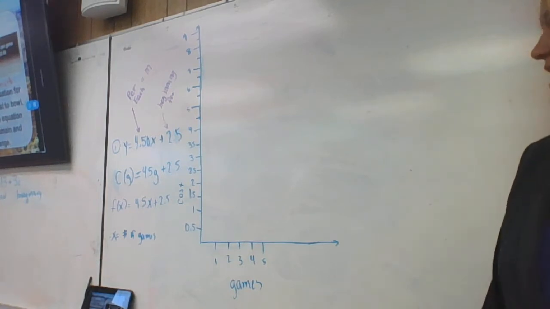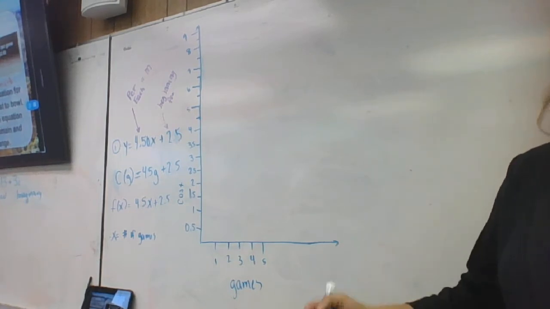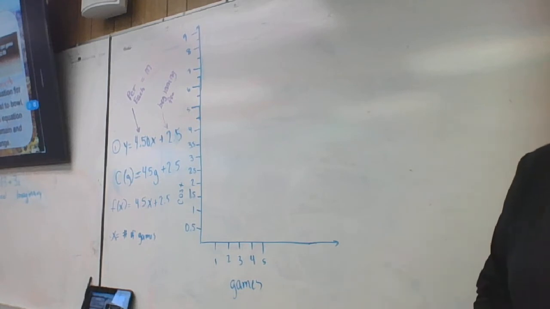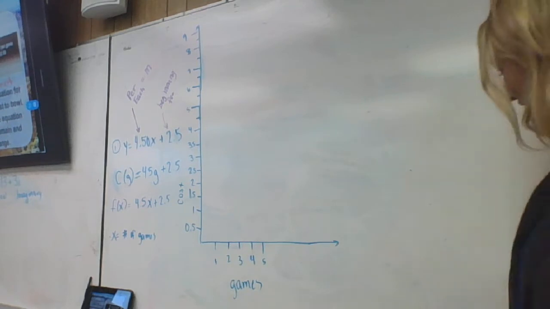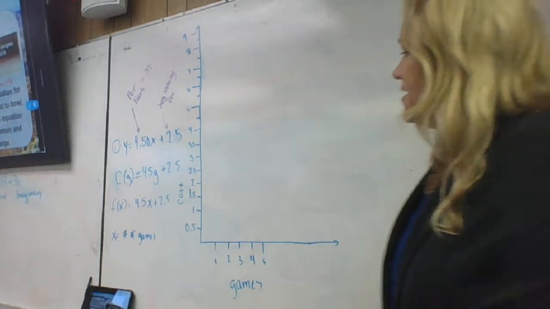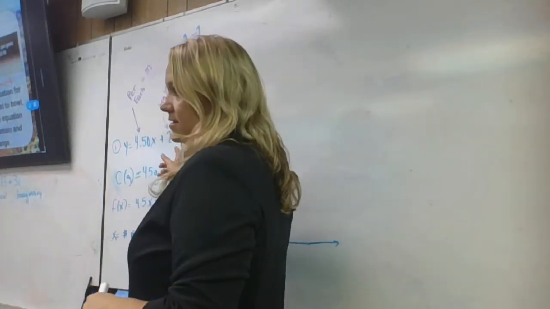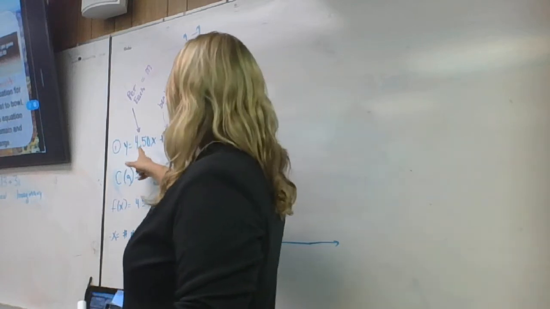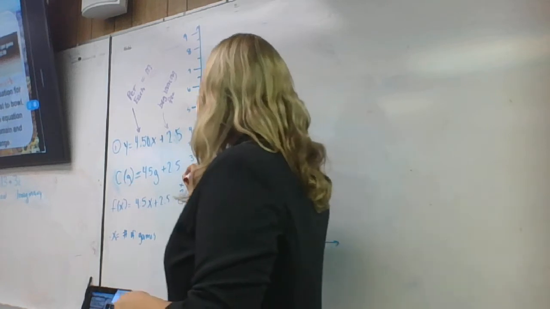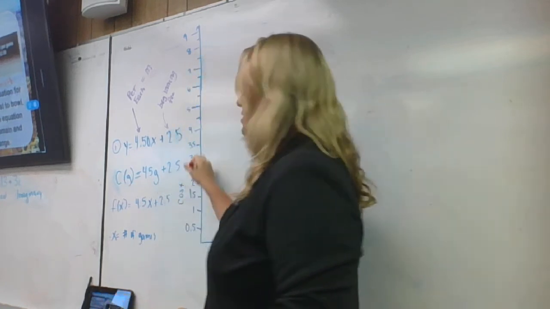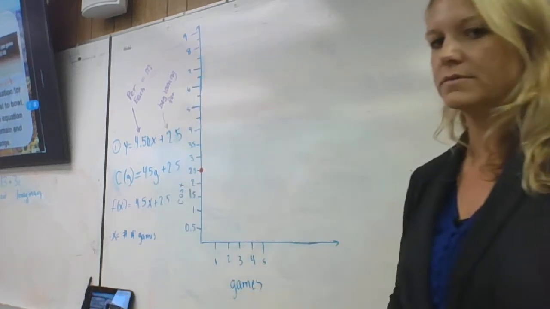So now we're gonna graph just like yesterday. Where should I begin my graph on the y-axis? Jason, 2.5. Yes, 2.5. So we begin at B, which is 2.5, and then we're gonna do rise over run, 4.5 over 1. So here's my dot. That's what I wanted to do by 50 cents.